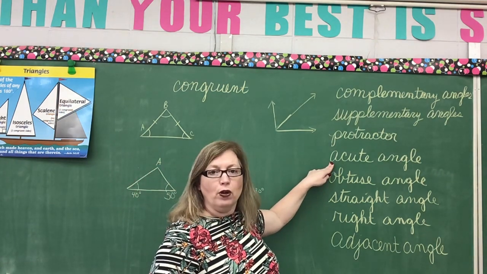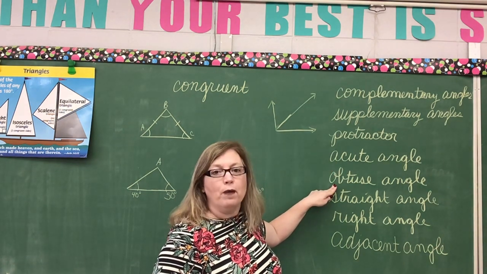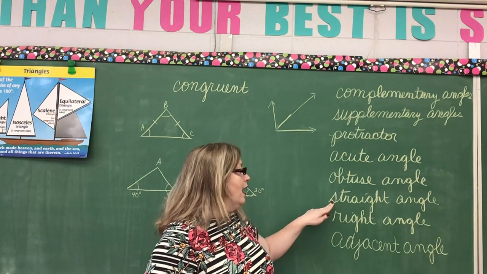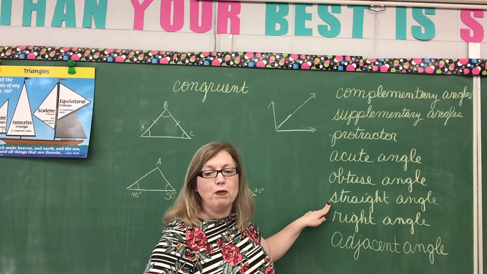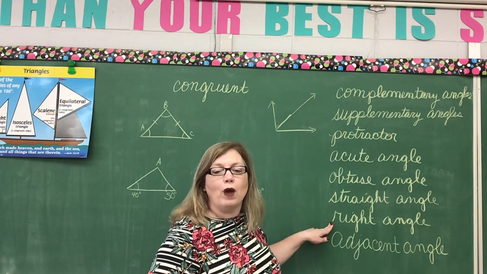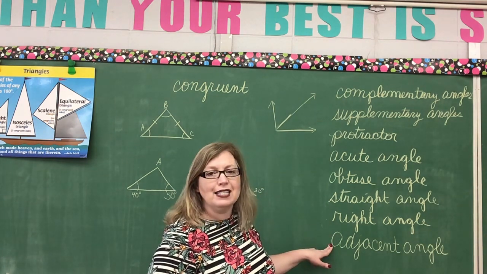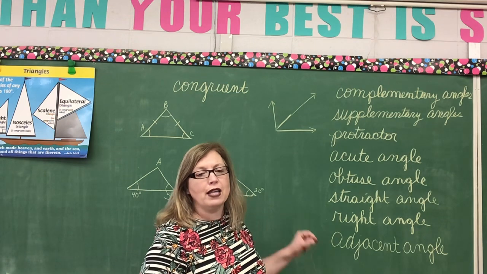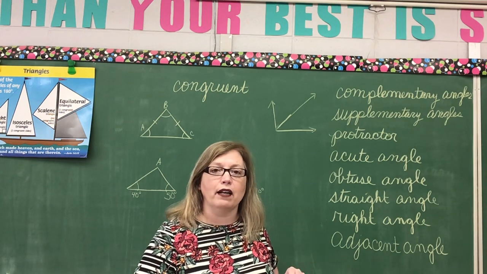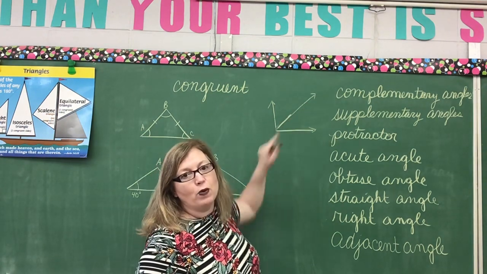An acute angle is an angle that measures less than 90 degrees. An obtuse angle, an angle that measures more than 90 degrees. A straight angle measures exactly 180 degrees. A right angle will measure exactly 90 degrees. And then an adjacent angle is two angles that have the same vertex and they share one side of the angle like this, okay? Here's the vertex and here's the side that these two angles share.